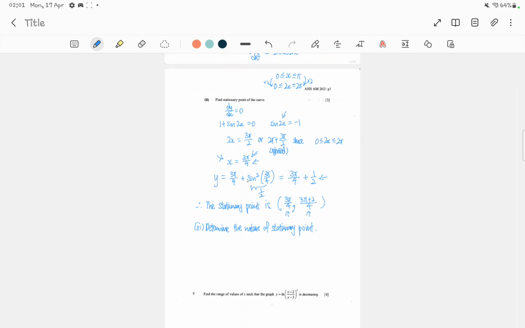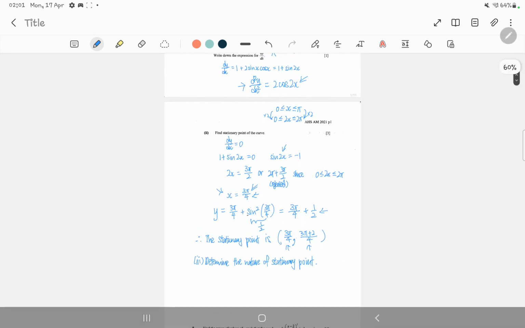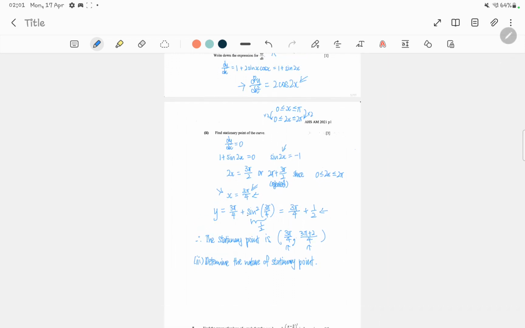A lot of students prefer the second derivative test because they feel that it is straightforward. It is true that the second derivative test is easy only when d²y/dx² can be found easily. If you ever realize that when you find d²y/dx² it is very difficult, please don't do the second derivative test. Just use the first derivative test.